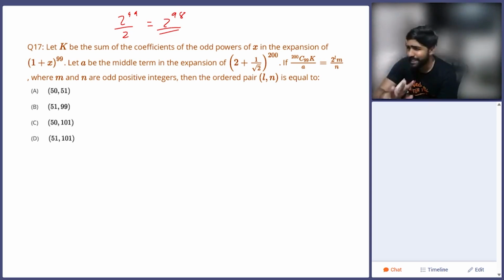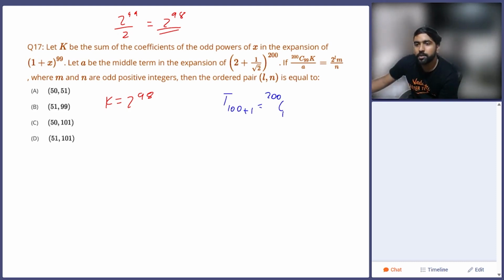One of the most standard methods, I believe. I hope everyone remembers this idea. Okay, so K is equal to 2 power 98. And what is A? A is the middle term of this expansion, (2 plus 1 by root 2) power 200. So we have 201 terms. So the middle term will be the 101st term, right? So T101 means T(100 plus 1). This is equal to 200C100 into 2 to the power 100 into (1 by root 2) power 100, which is 2 to the power 50 over here.